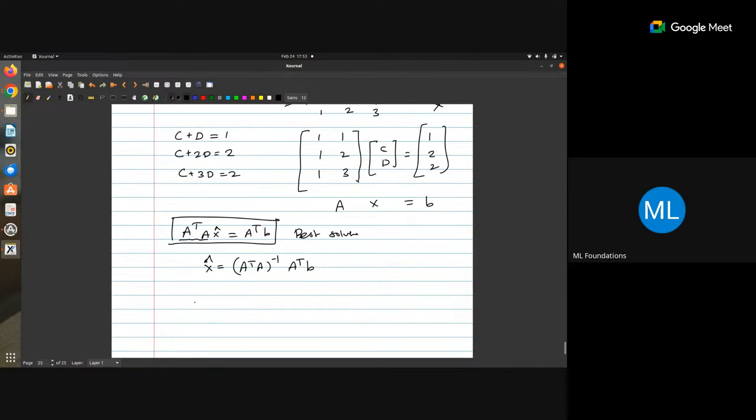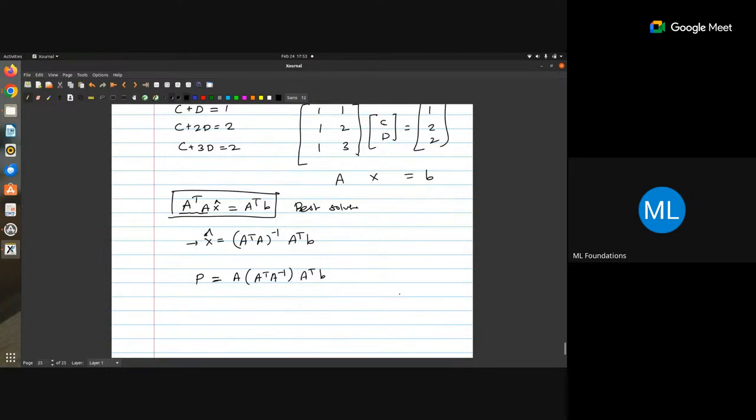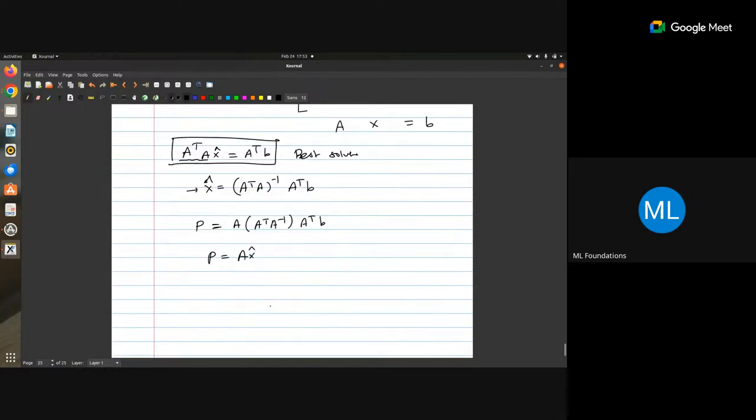Now, what is the projection matrix P then? This is A X bar, right? So what does that mean? A into A transpose A inverse, A transpose B. This X bar I have just substituted here. Until this point is fine? So P equals A X bar. This is the projection matrix I have to solve for, right?